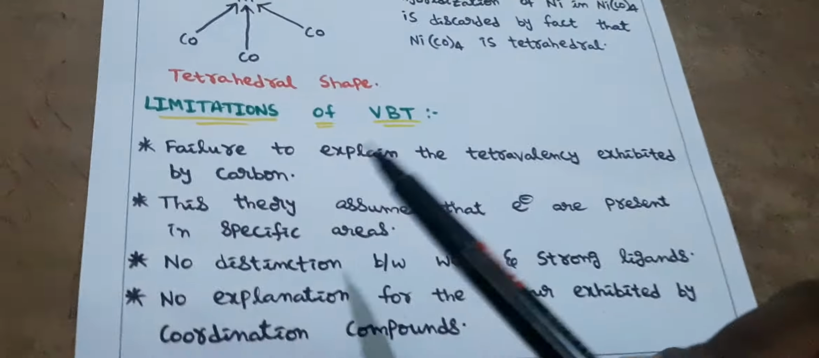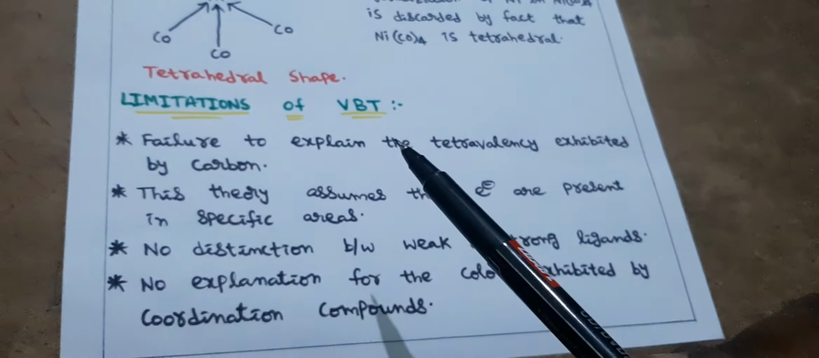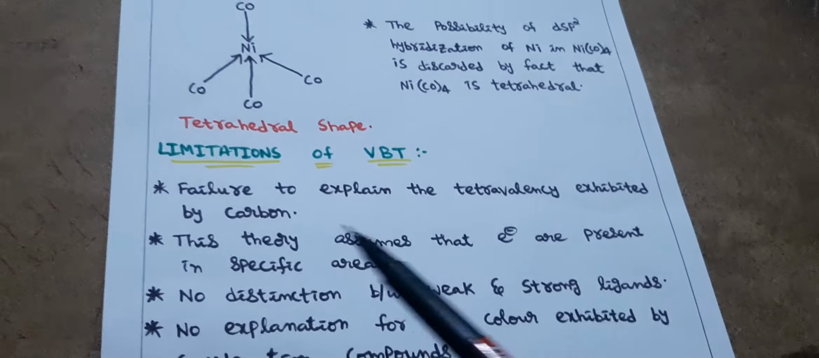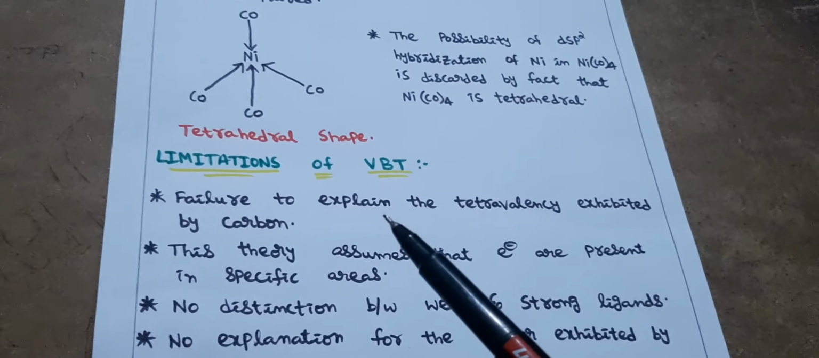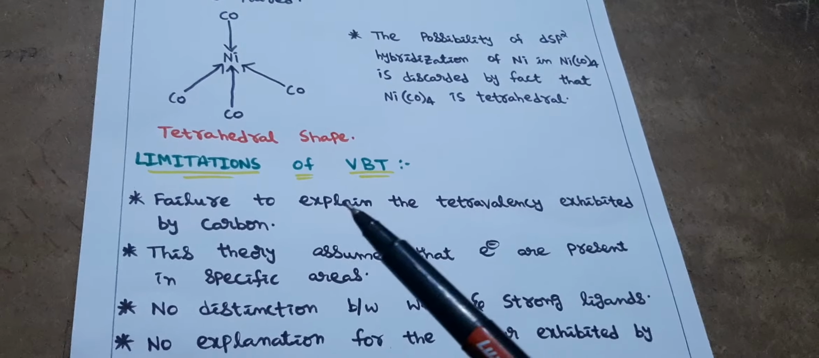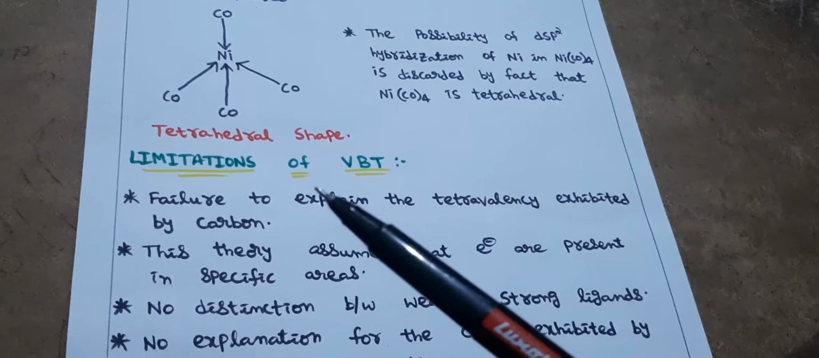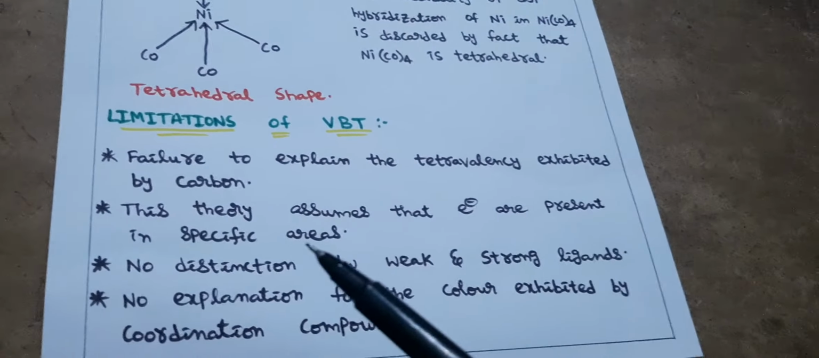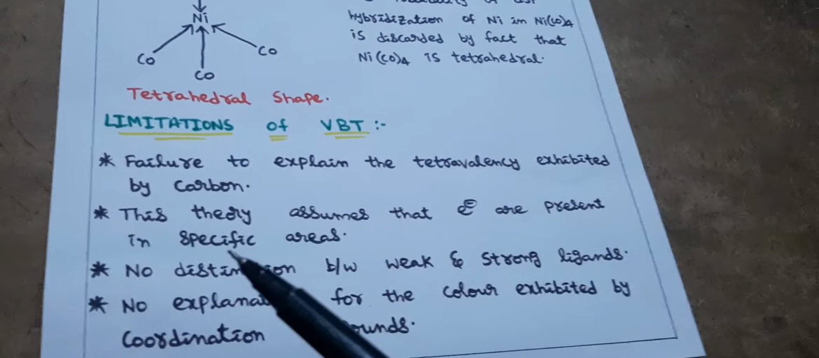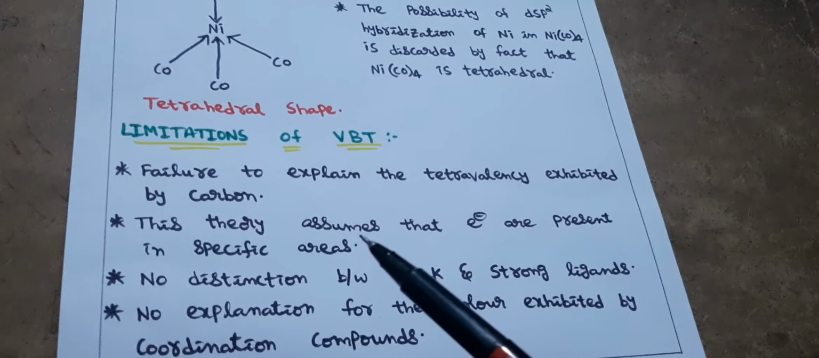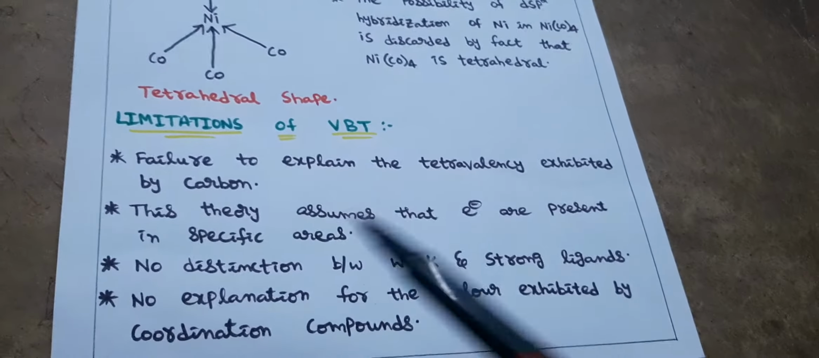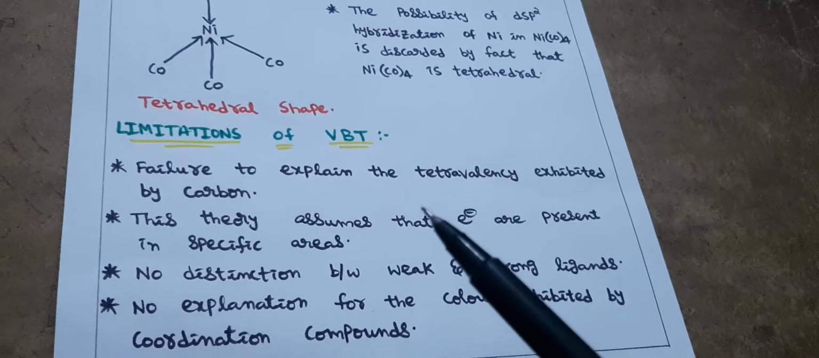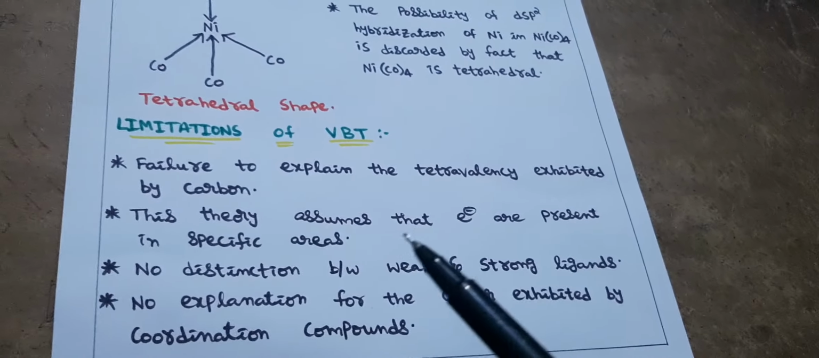And finally, the limitations of valence bond theory. Failure to explain the tetravalency exhibited by carbon. Carbon has its tetravalency, but this theory cannot explain the tetravalency exhibited by carbon. It is a failure. This theory assumes that electrons are present in specific areas. That means electrons are located in specific areas, but there are also delocalized electrons. So again, this point differs.